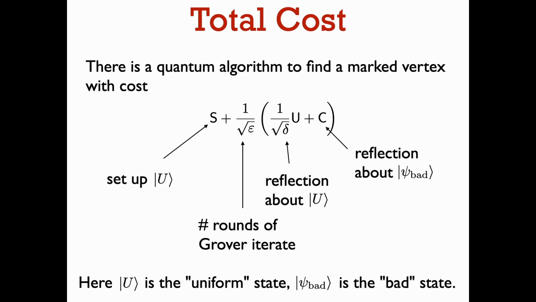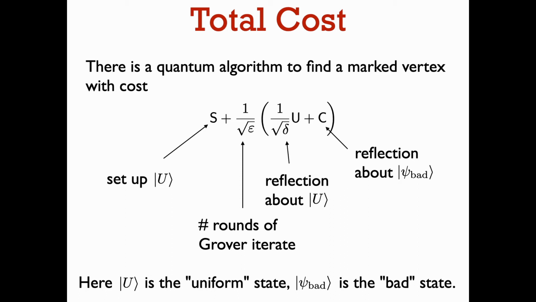Now we can understand the formula for the cost of the algorithm by analogy with Grover's algorithm. S is the cost to set up the uniform state, and we do 1 over square root of epsilon many applications of the Grover iterate. In the Grover iterate, we reflect about the uniform state. The cost of this is u divided by square root of delta. And then we do a reflection about the bad state, and the cost of this is c. So this is the high-level idea.